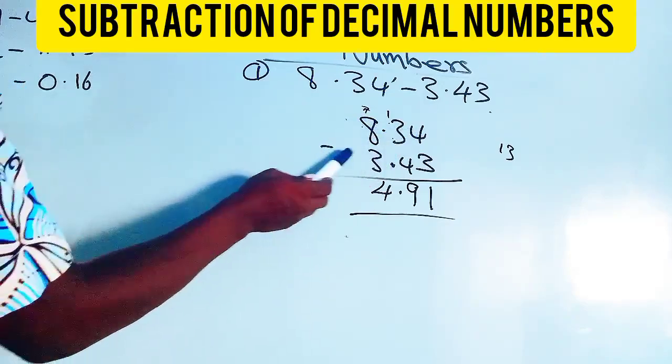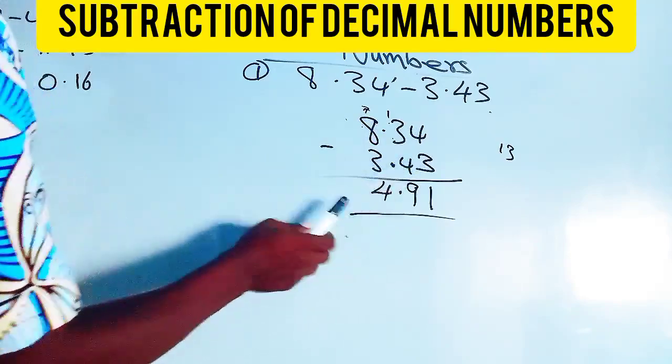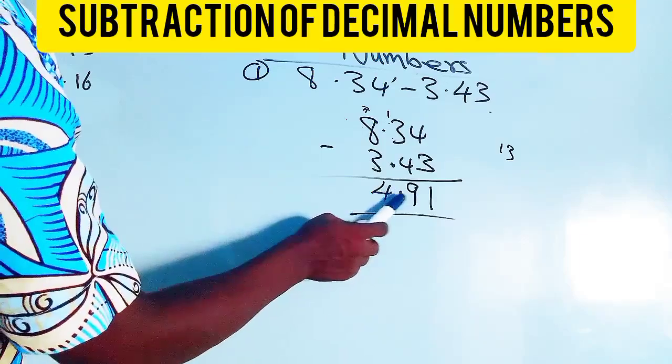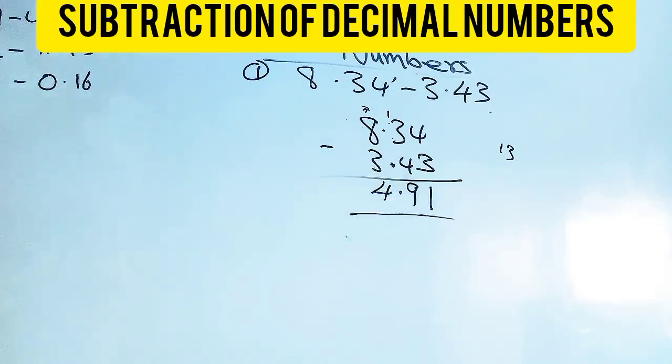8.34 minus 3.43 is equal to 4.91. If you get this one correctly, please indicate it in your comment section.